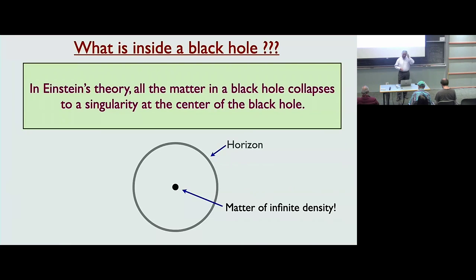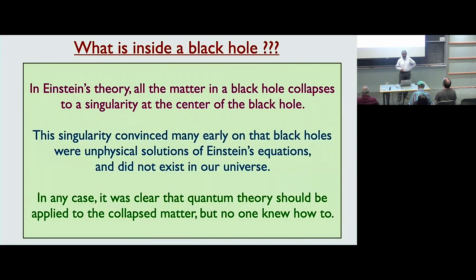But this still raises the question of what's inside a black hole. In fact, if you take Einstein's equations and continue to solve them inside a black hole, they would predict that the mass is even more dense than you imagined. It's so dense that it collapses to a singularity at the center of a black hole. So this was one of the reasons people were skeptical of Schwarzschild's solution. But in any case, once matter becomes so dense, you have to then worry about the quantum theory of the collapsed matter.